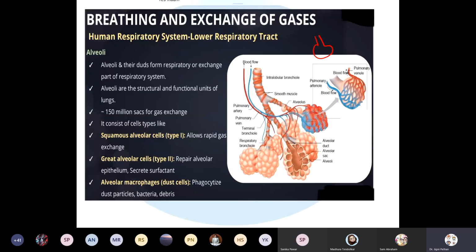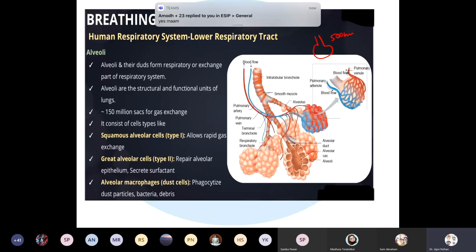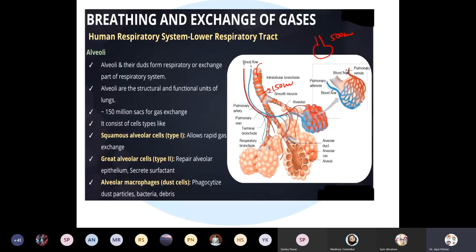So what happened? Around 500 ml is reaching here. But 150 ml is remaining in the ducts of alveoli. These all are ducts of alveoli. And only 350 ml is reaching the alveoli. This volume which is not reaching the alveoli, which is remaining in the duct of alveoli, is called dead space. Understood?